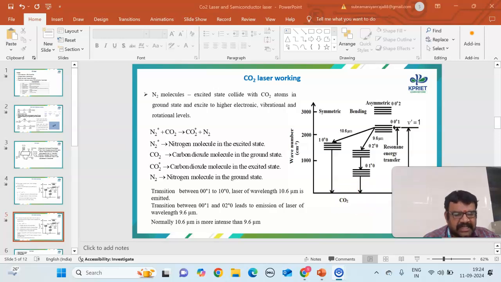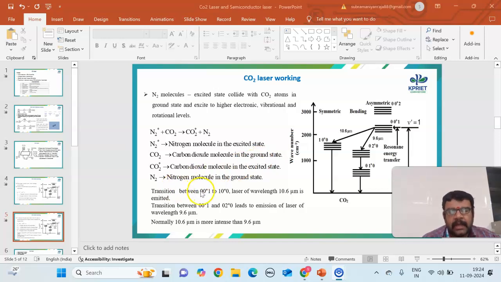As a result of the energy transition from nitrogen to carbon dioxide, we have a laser transition between two levels, that is, from asymmetric to bending mode and from asymmetric to symmetric mode. The transition from asymmetric to bending mode gives a laser of wavelength 9.6 micrometer, whereas the transition from asymmetric to symmetric mode gives rise to a wavelength of 10.6 micrometer.